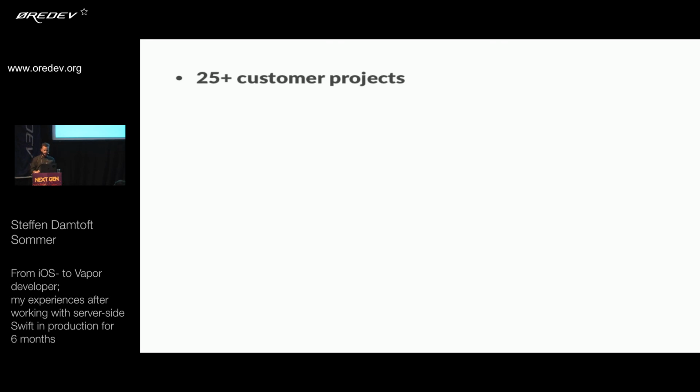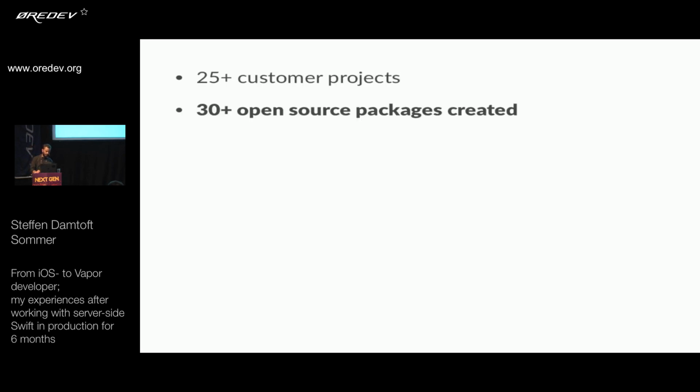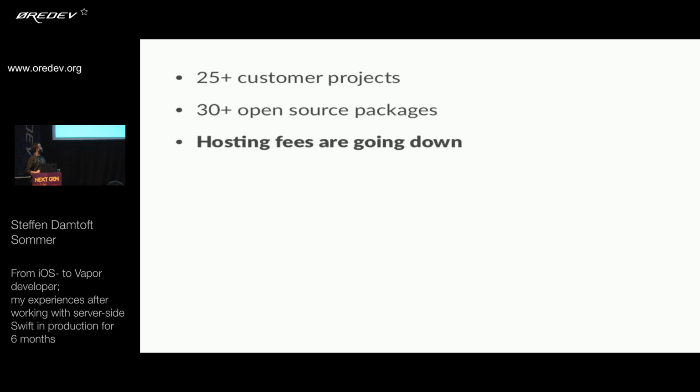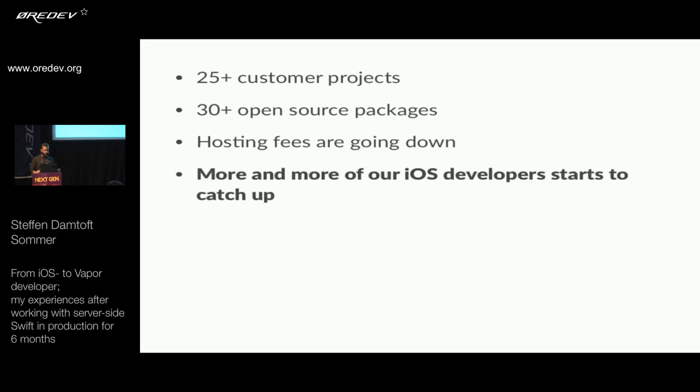So how have we been using this? We currently have running in production, using Weber and running on Weber Cloud, 25 customer projects. We've created more than 30 open source packages for Weber. We see that our hosting fees are going down, coming back to the memory footprint earlier. We see that more and more of our iOS developers start to catch up, and as I mentioned earlier, we're able to shift people around.